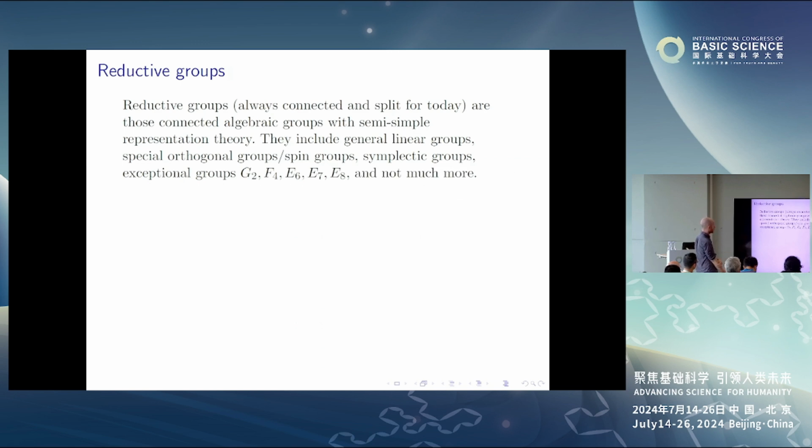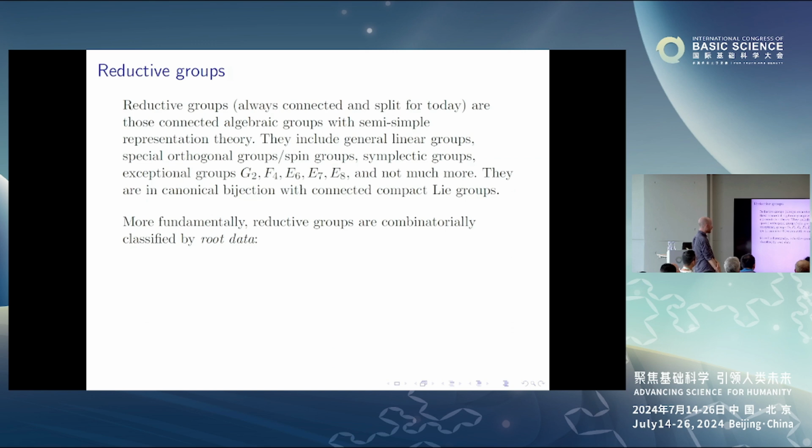And so you can take products of these. You can take quotients by finite groups. You can take the multiplicative group. But that's essentially it. So these connected reductive groups are in canonical bijection with connected compact Lie groups. So if connected compact Lie groups are close to your heart, then you should know that they're another realization of the same objects in some sense.